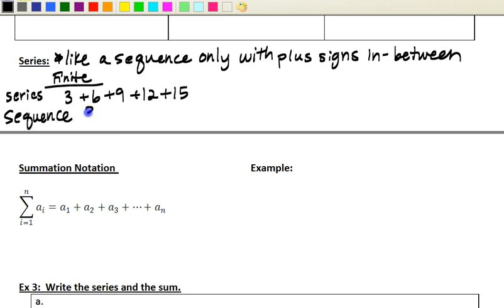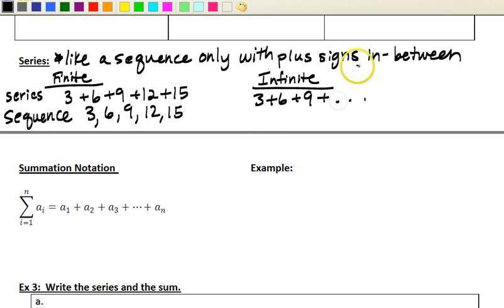The sequence had the commas in between. So a series has plus signs, and we can actually add it and find an answer for the sum. And the sequence is just commas. And I can have an infinite series. All I gotta do is put the plus signs in between and make the dot, dot, dot, and just as a matter of comparison, there is again the infinite sequence. When you're finished writing that down, go ahead and turn to the back.